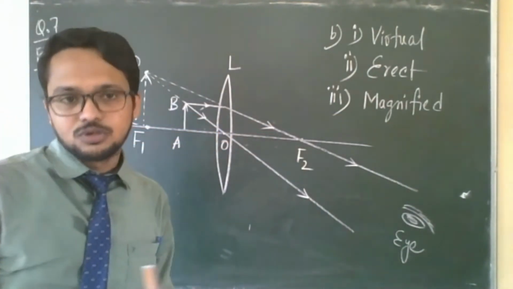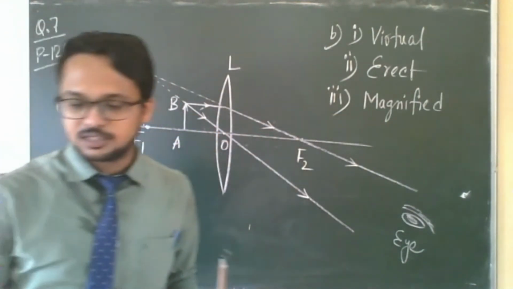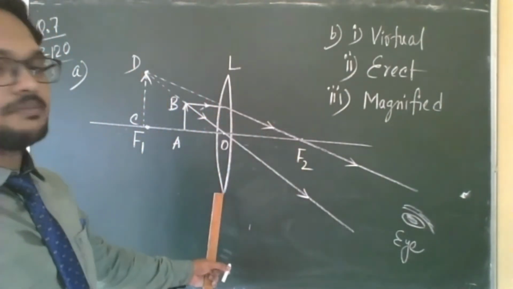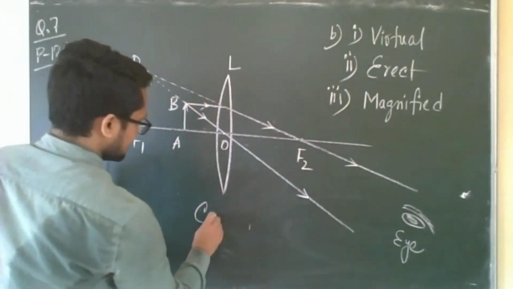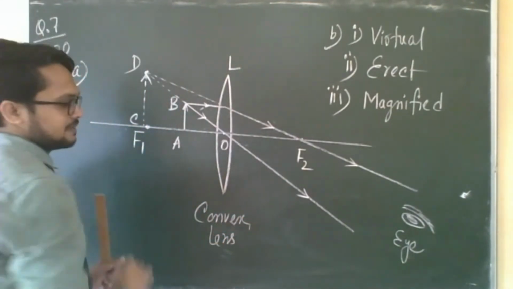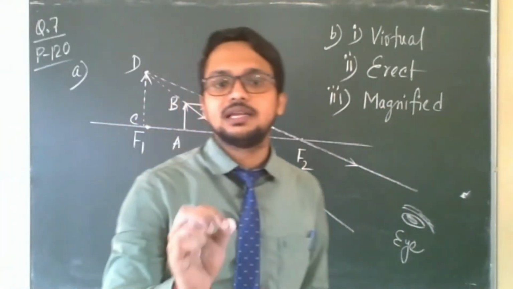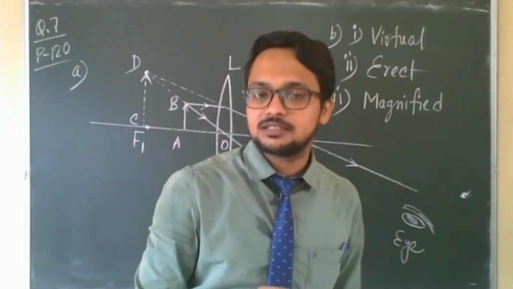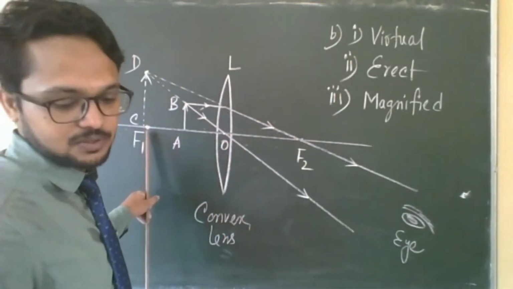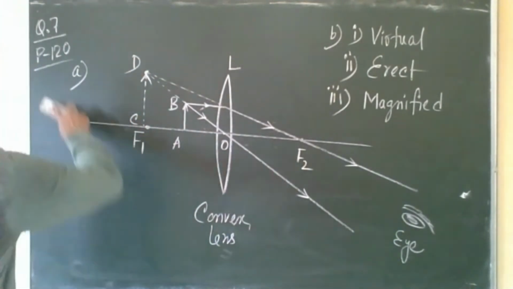So these are the two questions we have discussed. One question we discussed from concave lens, and the second question is from convex lens. This is the only case in convex lens where we get a virtual image: when the object is placed between the lens and the first focus.